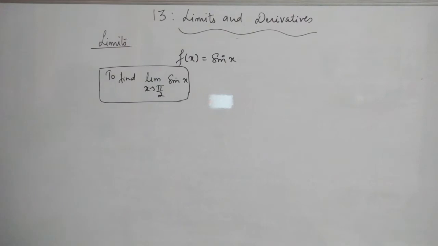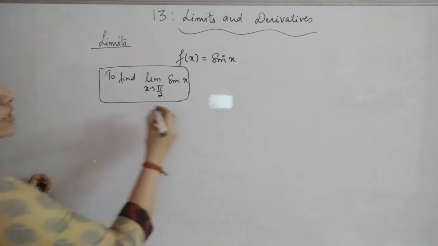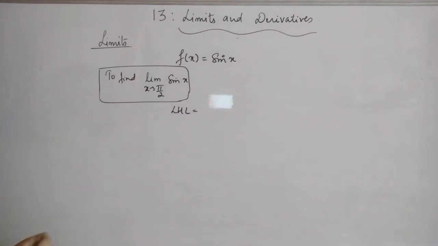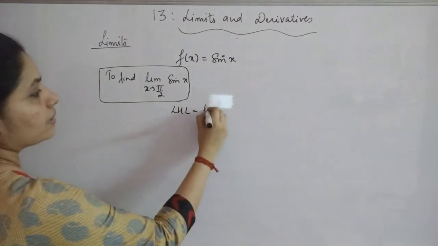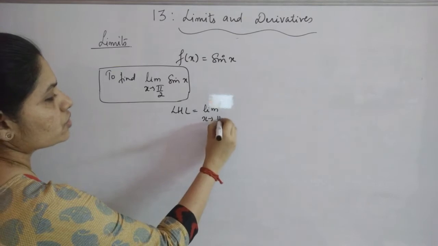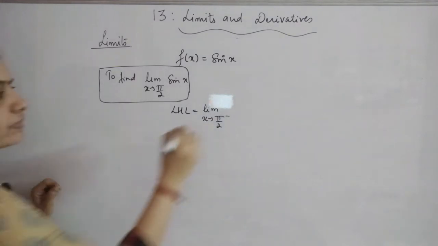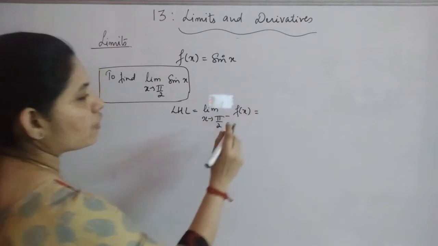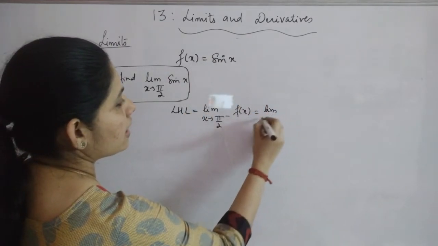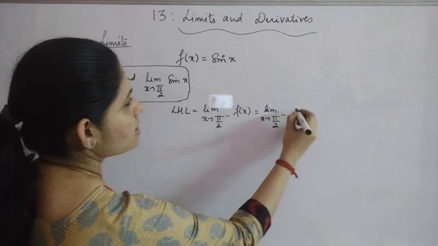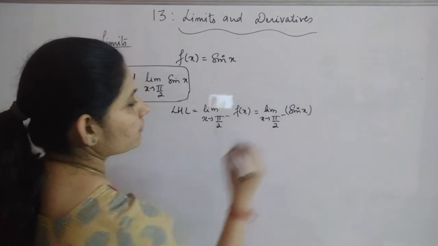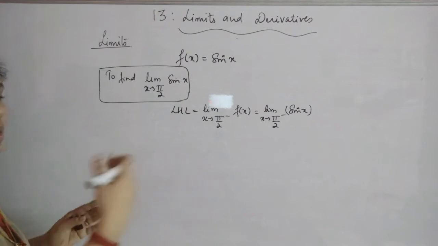So next we have taken the function f of x equal to sin x, and you have to find out limit x tends to pi by 2 of sin x. So for that we will just do it in terms of h. Okay, so first the LHL, which is written as limit x tends to pi by 2 minus f of x. Now what is f of x? We will just replace it: limit x tends to pi by 2 minus sin x. So this is the function. Now we are just changing this in terms of h.